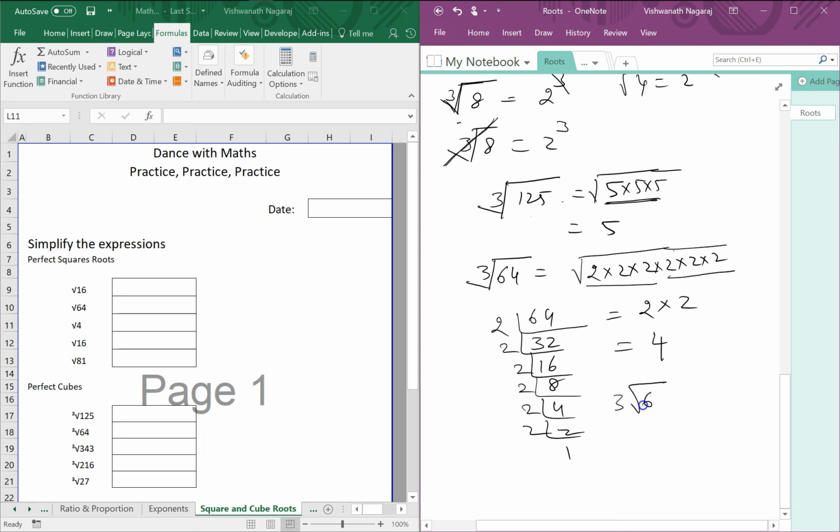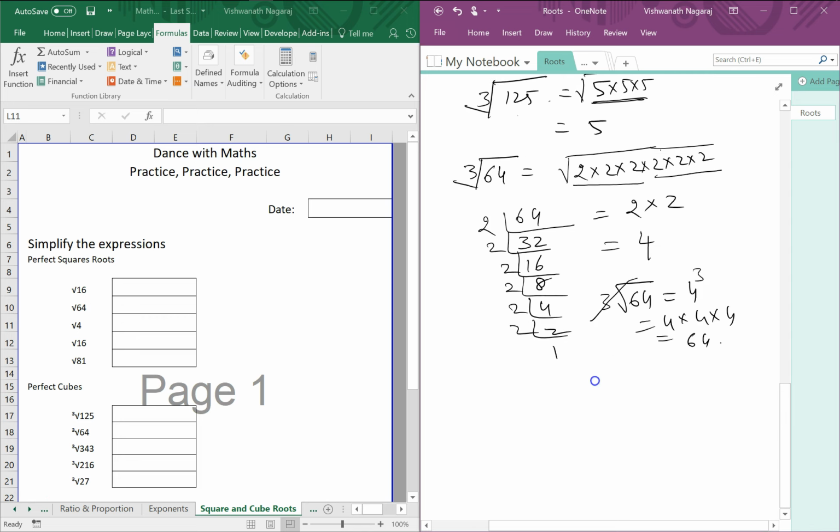Remember, cube root of 64 is equal to 4. We have just now calculated this. If I remove this root, what should happen? This should become a cube. So 4 into 4 into 4. 4 4s are 16, 4 16s are 64. So did we get it back? Both the sides are equal. So that means our answer is correct.